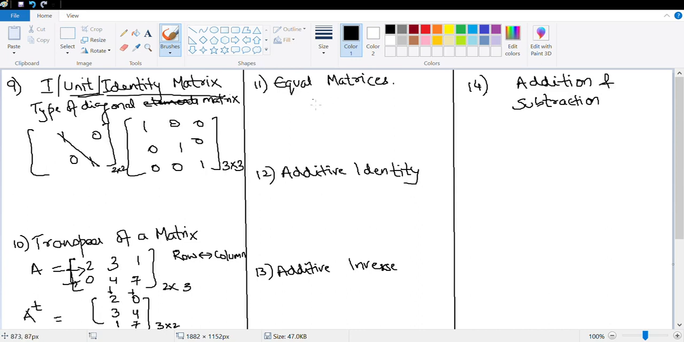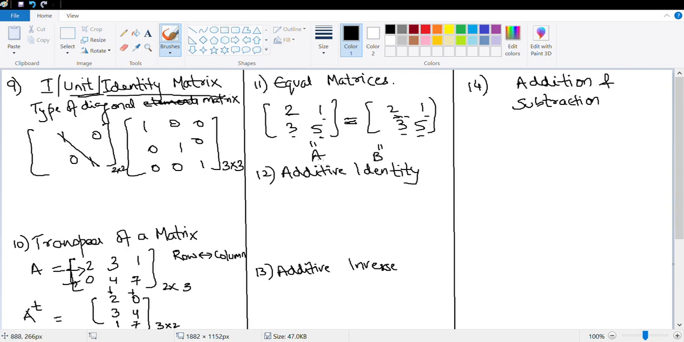What are equal matrices? Equal matrices, as the name suggests, are matrices where all elements are exactly the same. For example, 2, 1, 3, 5 is equal to 2, 1, 3, 5. Let this be matrix A and this be matrix B. They are equal only if all elements are exactly equal and are in the same position.